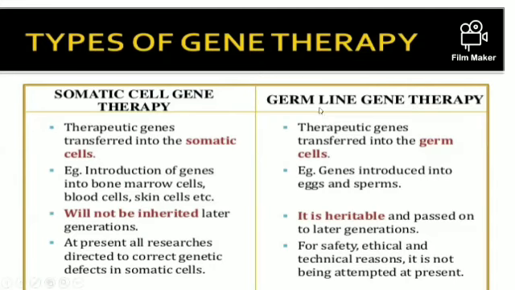The second one is germline gene therapy. Here the therapeutic gene is transferred to the germ cell, that is the egg or sperm. You use the germ cell, the egg or sperm, for gene therapy. So you insert the desirable gene, remove the undesirable gene, or correct the gene which is producing the disease. You have to take it from either the sperm or the egg.